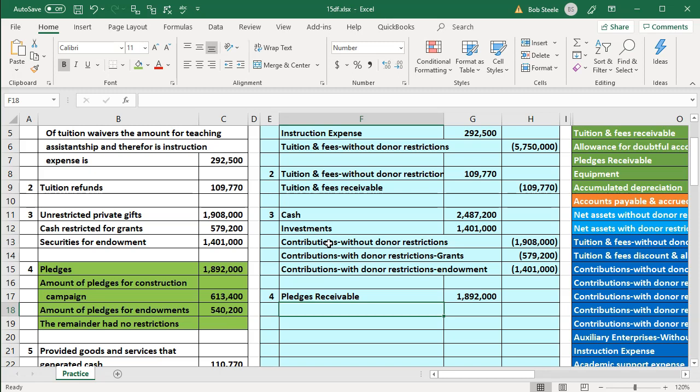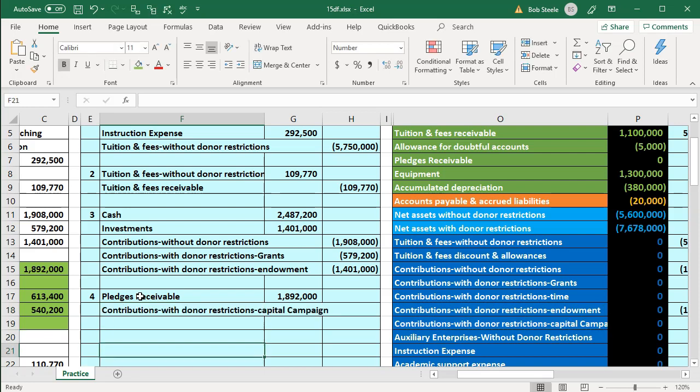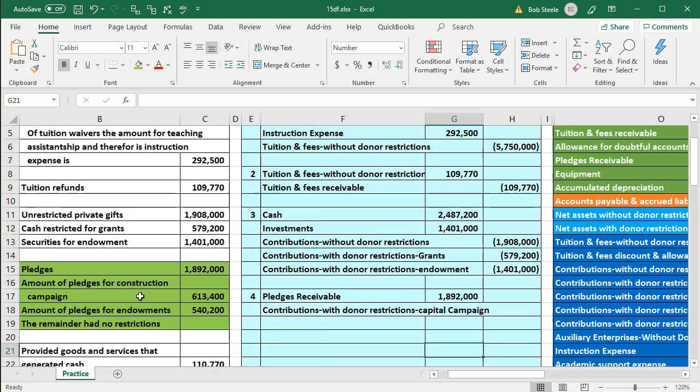Then we're going to say that we have the contributions. These are going to be some type or form of revenue. The first contribution is restricted by the construction project. So I'm going to say equals, scroll to the right, and we're going to have the contributions related to the capital. We're going to call it a capital campaign. So the capital campaign, and that is going to be a credit. It's kind of like an income statement, an income revenue type of account. So I'm going to say negative of the 613,400. There we have that.